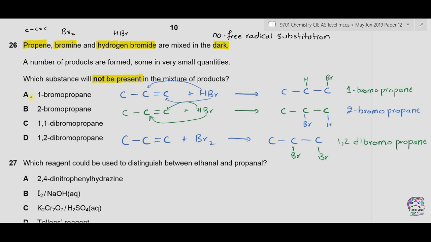So we can see that 1-bromopropane can be formed, 2-bromopropane can be formed, 1,2-dibromopropane can also be formed, but there is no way that both bromine atoms will be attached to one carbon atom. Both bromines cannot be attached to a single carbon atom of a double bond. So therefore C is not possible. So the correct option is C.